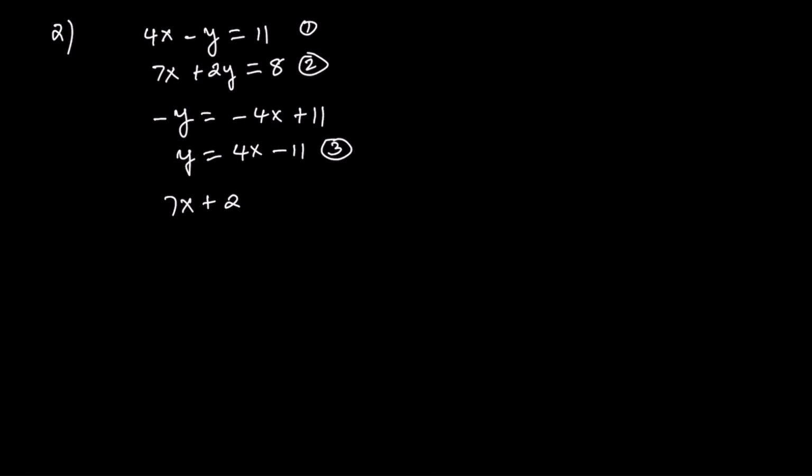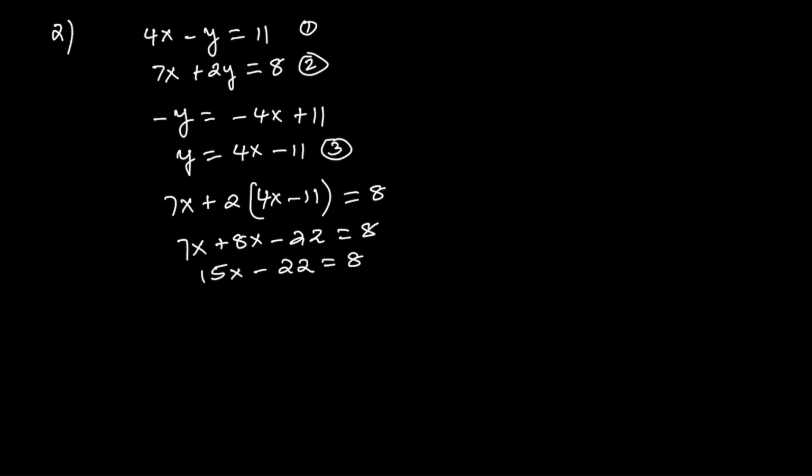That gives 7x + 2(4x - 11) = 8. Now distribute. 7x + 8x - 22 = 8. Combine like terms. 15x - 22 = 8. Add 22 to both sides. 15x = 30. Divide both sides by 15.